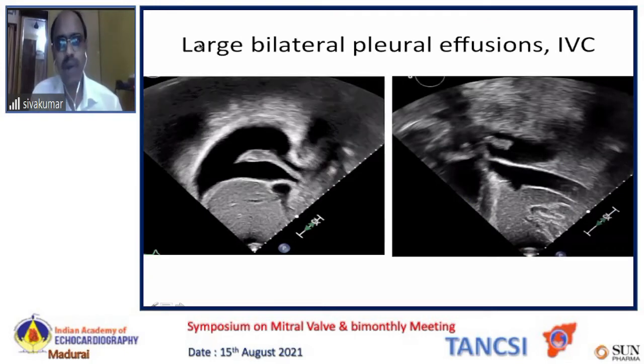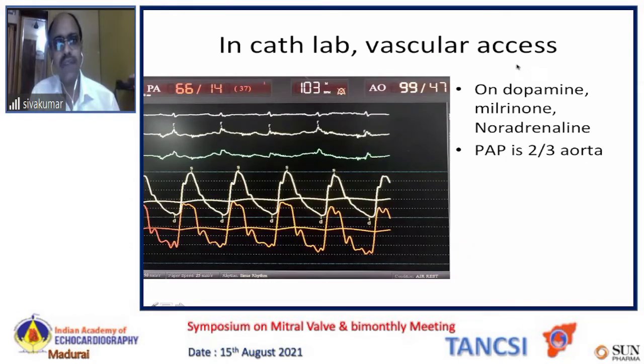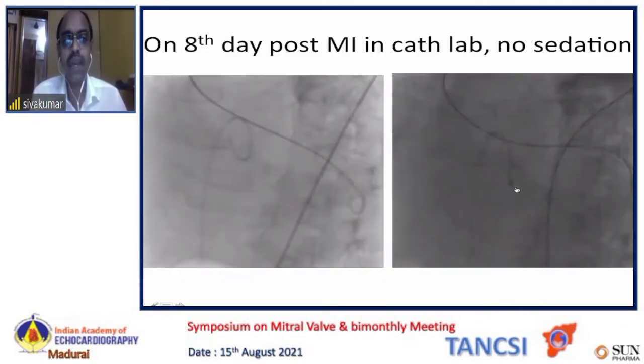There was quite a lot of pleural effusion and a lot of IVC congestion. Taken into the cath lab, he was very unstable on dopamine, milrinone, and noradrenaline. IABP was not put in because he was a very old 91-year-old man, and vascular complications may happen with very invasive strategies. In fact, he was not intubated either. He was just closely monitored by an intensivist and taken up only on local anesthesia. An extremely old, fragile man. On dopamine, milrinone, and noradrenaline, the PA pressure was around 2/3 of aorta, with an aortic pressure close to 95 to 100.